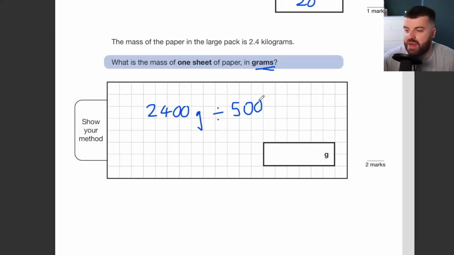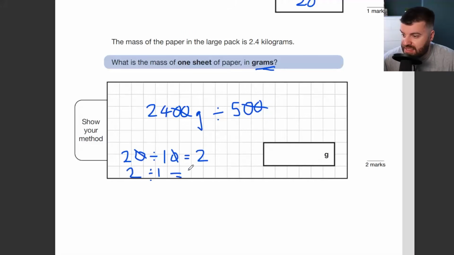Now, remember my trick from earlier. We can cancel out when we're dividing like this. So 2,400 divided by 500 is the same as 24 divided by 5. And I'll show you why that works. 2 divided by 10, that's obviously 2. 20 divided by 10 is 2. 2 divided by 1, by cancelling the zeros, is still 2. It doesn't matter. It still keeps the same answer.